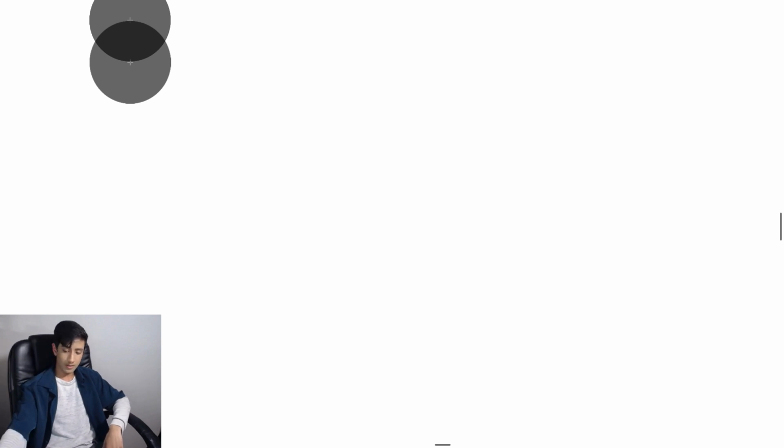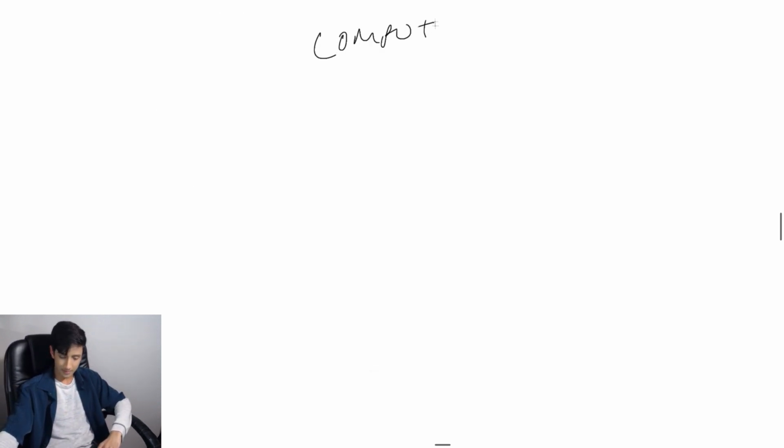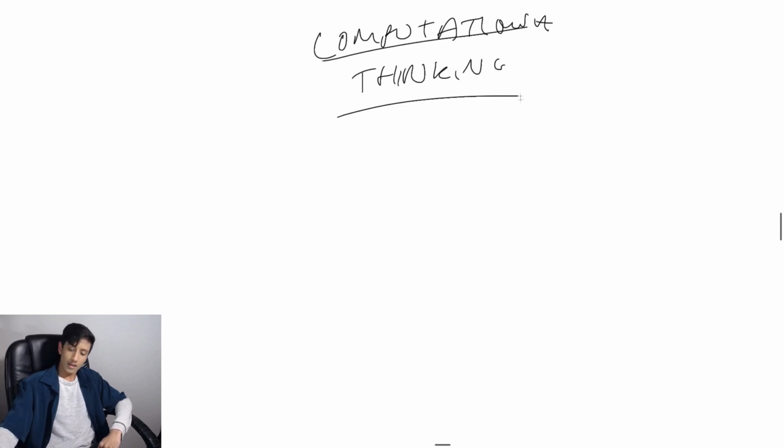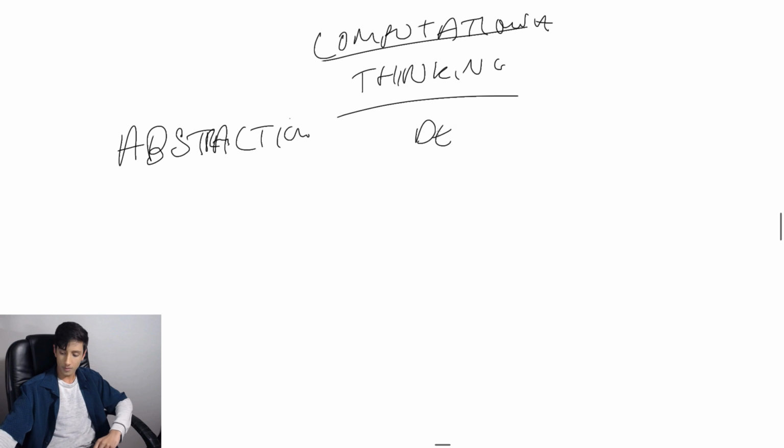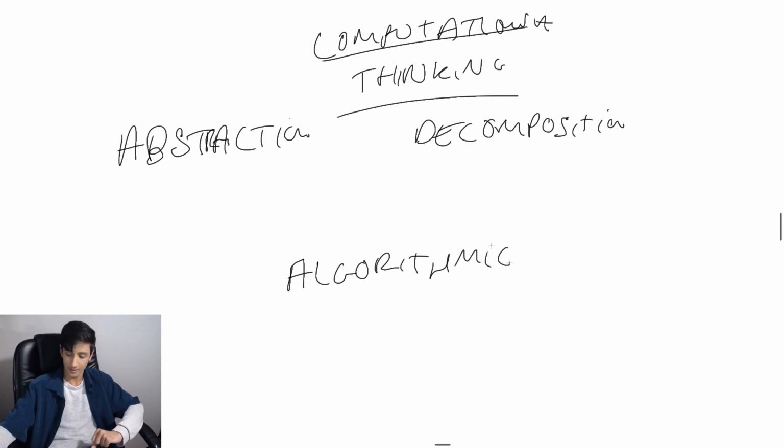I'm gonna go over abstraction now, or just computational thinking is the topic. Computational thinking, and inside computational thinking is abstraction, decomposition, and algorithmic thinking. A lot of people forget about algorithmic thinking. It's the forgotten child of computational thinking. Yeah, algorithmic thinking.